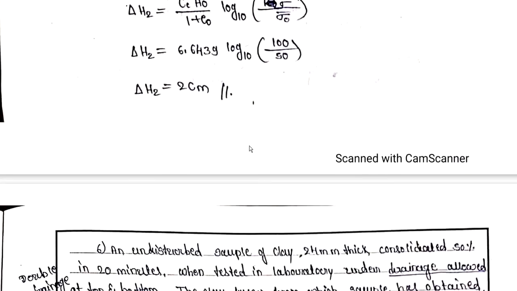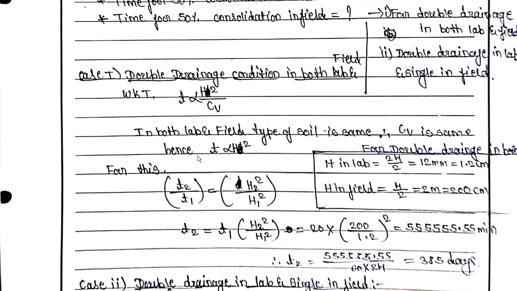So the problem which we were studying was this one. In both the cases, CV will remain the same for the same type of soil. So entirely T is directly proportional to H square, because CV will remain the same. In the lab we are using the same type of soil, and in the field there is the same type of soil. So CV will remain constant, it is not going to change. So T is directly proportional to H square. So the time taken for consolidation is directly proportional to thickness and drainage conditions.